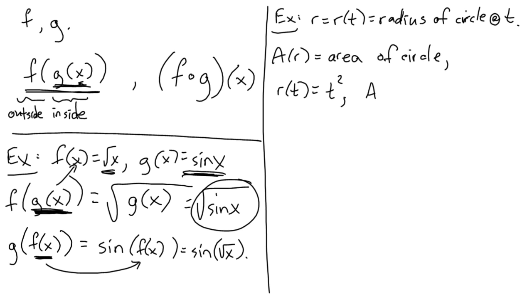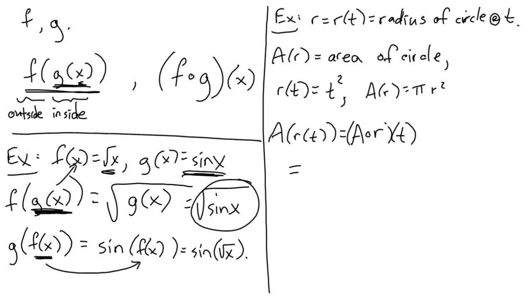And then we know the area of the circle is going to be pi r squared. And if we compose these, we can find... Well, we know the radius is changing with time. The area changes when the radius changes. So as time changes, that changes the radius, and that changes the area. So the area actually depends on time. We can say A of r of t, or we can say A compose r of t.